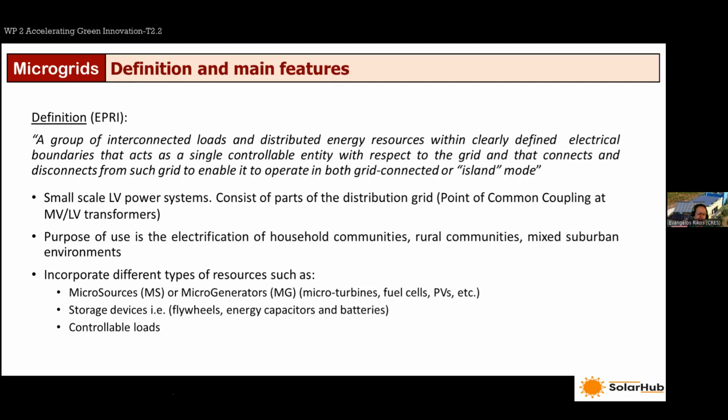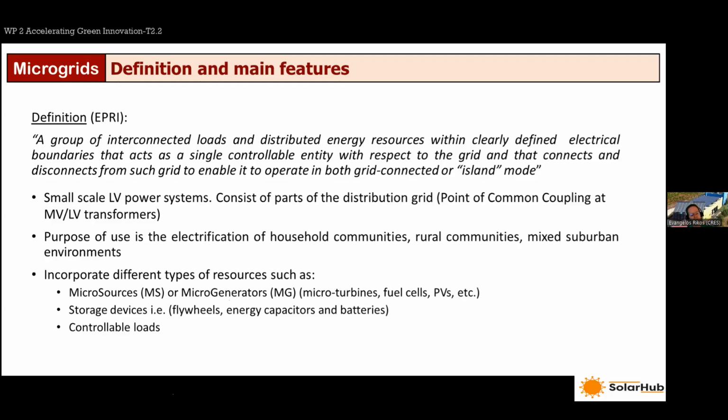They use a number of components, a number of resources that are categorized into three main categories. We have the microsources or microgenerators that involve the photovoltaics I mentioned before, but other types of generators as well. Some micro turbines using natural gas, for example. Fuel cells is another technology that one could meet.